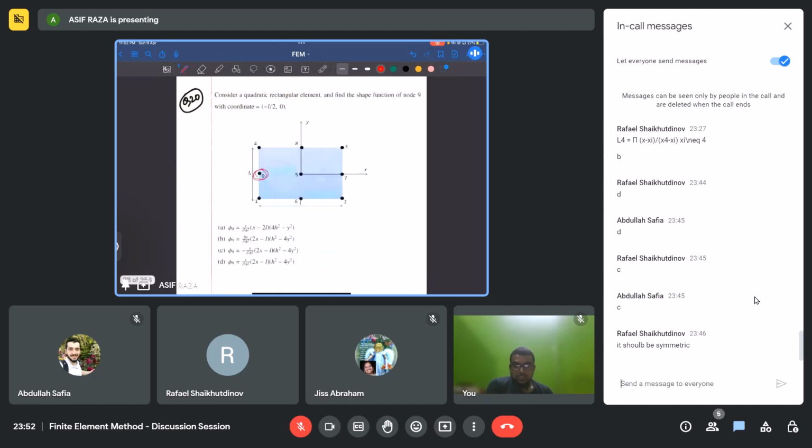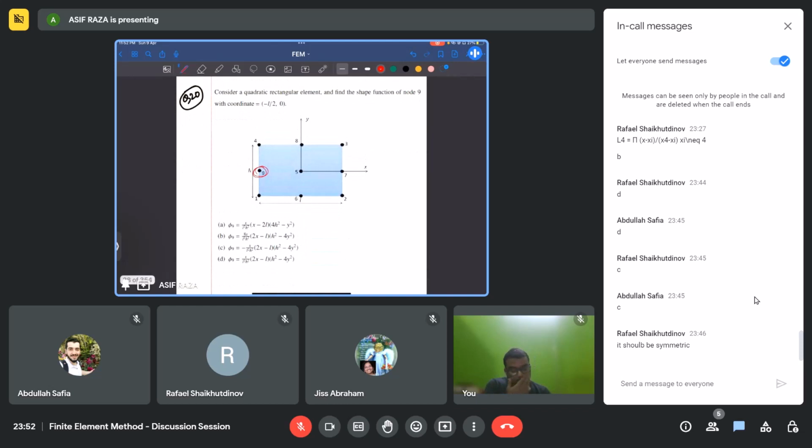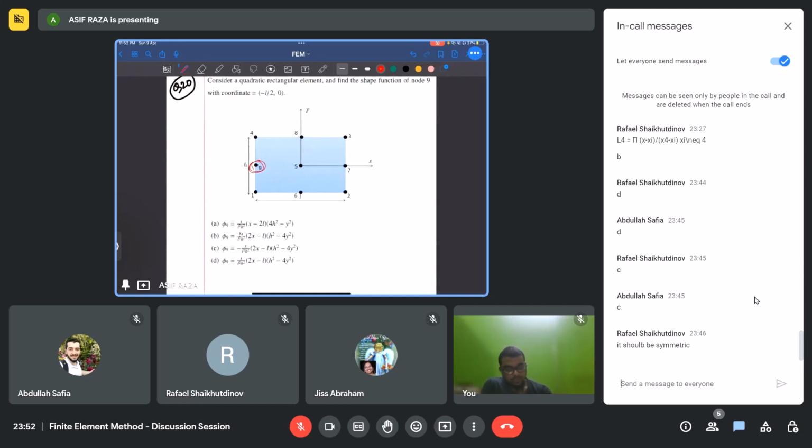Okay. Moving on to the last question of this session. Consider a quadratic rectangular element and find the shape function of node 9 with the coordinate minus L by 2, comma 0. I hope by this time you guys have already calculated. If not, I'll give some time. Meanwhile, I'll do mine.